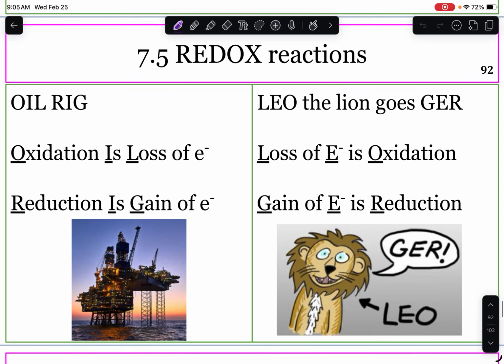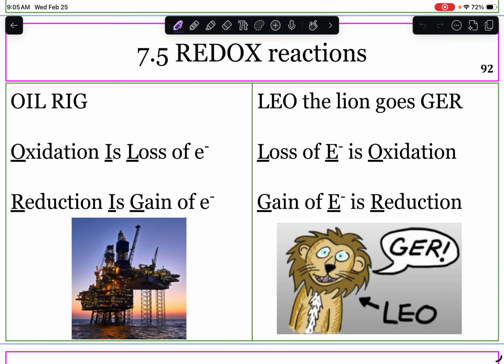To help us remember that, we have two different mnemonics. OIL RIG is the first one. OIL: oxidation is loss of electrons. RIG: reduction is gain of electrons. The other mnemonic, which is kind of fun, is Leo the lion goes grr. So we have LEO and GER. L is for loss, E is for electrons, O is for oxidation. So loss of electrons is oxidation and gain of electrons is reduction.